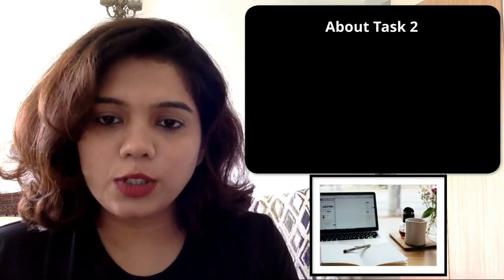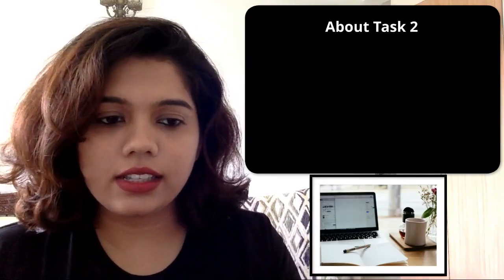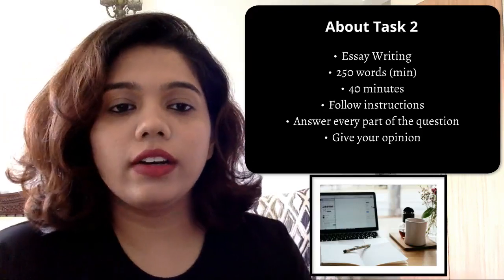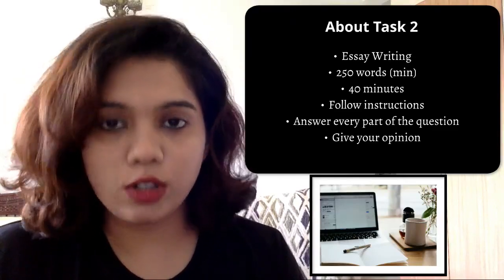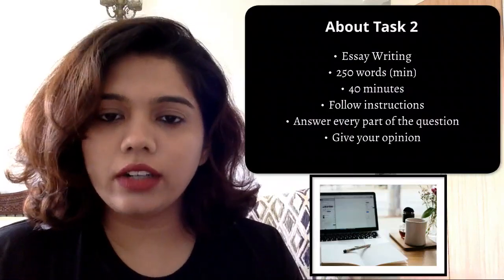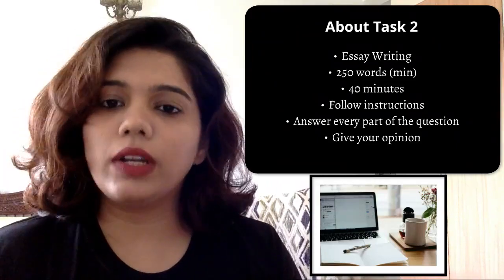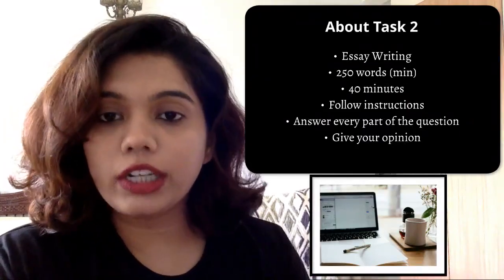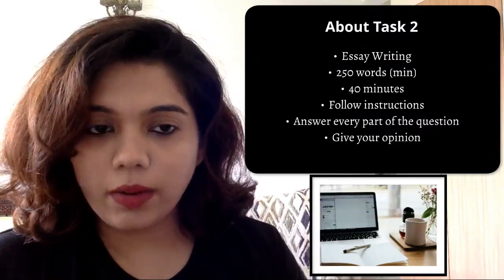IELTS Writing Task 2 is common to both Academic and General Training. It is an essay writing task, as most of you would know by now, and you are expected to write a minimum 250 word essay on a given topic. You are expected to complete this task in 40 minutes. Although you get a whole 60 minutes for your writing section, you are expected to complete Task 1 in 20 minutes so that you can give Writing Task 2 maximum time, that is at least 40 minutes, because it carries double the amount of marks as Writing Task 1.